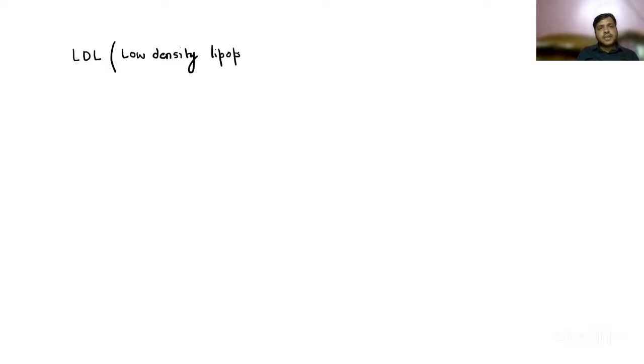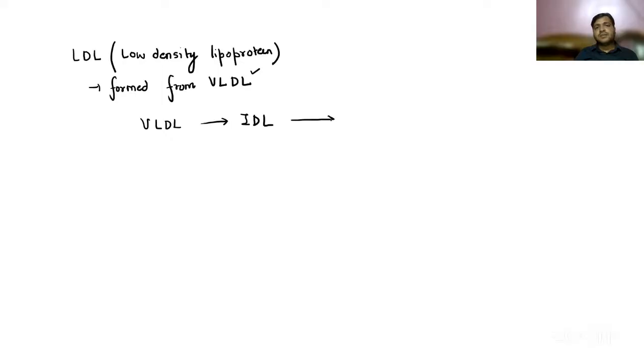Low density lipoprotein. Now, this LDL is basically formed from very low density lipoprotein. This VLDL will form intermediate density lipoprotein, and from the intermediate density lipoprotein, low density lipoprotein will be formed.